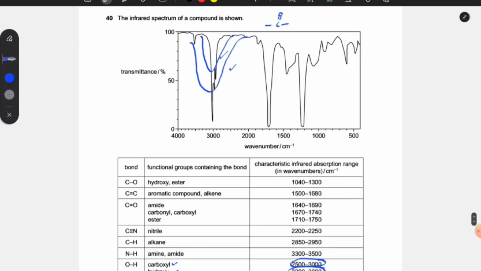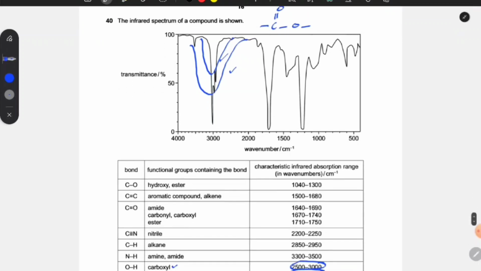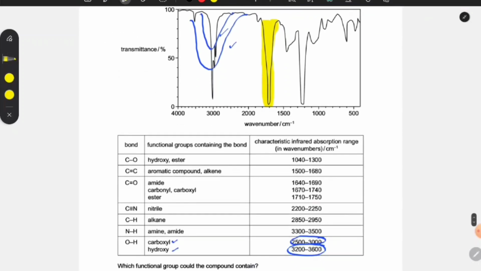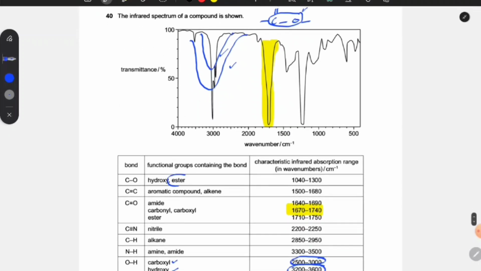Then ester. The functional group of ester can have a carbonyl peak, and the other peak will be the peak of the carbon oxygen bond. Now you can see that this spectrum has a peak in this region, which is the peak of the carbonyl group, as you can see here. This is the region, and this peak is present, and the other peak should be the peak of the carbon oxygen bond for this ester, and for this ester the peak of the carbon oxygen bond should be at 1040 to 1300, and that is also present.